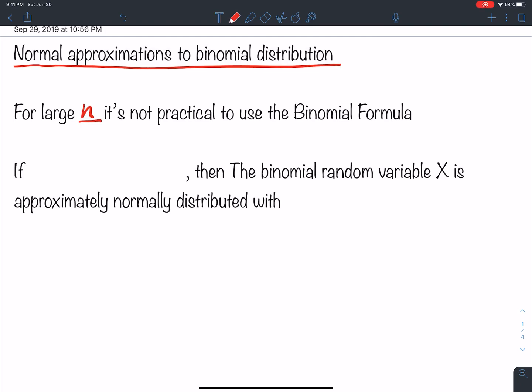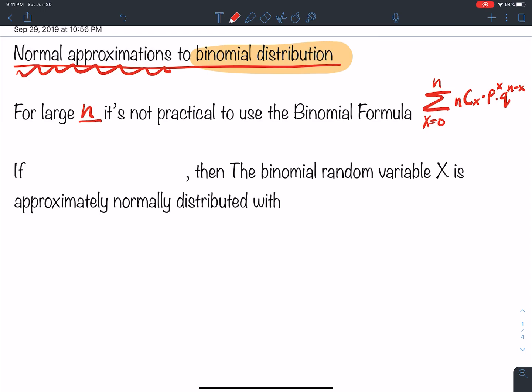The CDF formula is the sum from x equals 0 to n of n choose x multiplied by p to the x times q to the n minus x, okay? So it's kind of complicated, to say the least, to do this by hand. So there's a way to approximate binomial distributions, and we can approximate them with normal distributions.